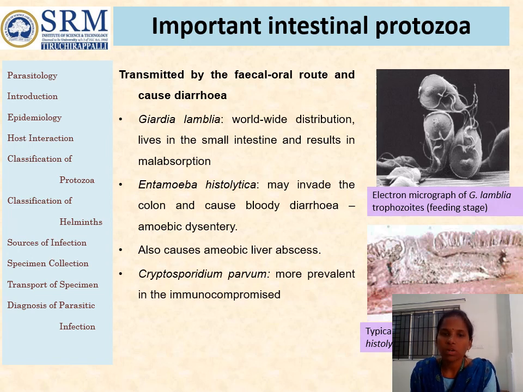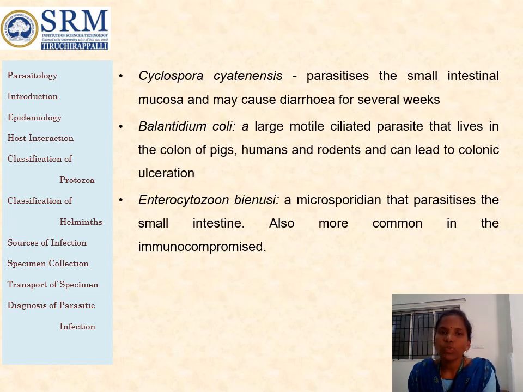Second is Entamoeba histolytica, which may invade the colon and cause bloody diarrhea and amoebic dysentery. It also causes amoebic liver abscess. The third is Cryptosporidium parvum, which is more prevalent in immunocompromised patients. The fourth is Cyclospora, a parasite that can affect the small intestinal mucosa and cause diarrhea for several weeks.